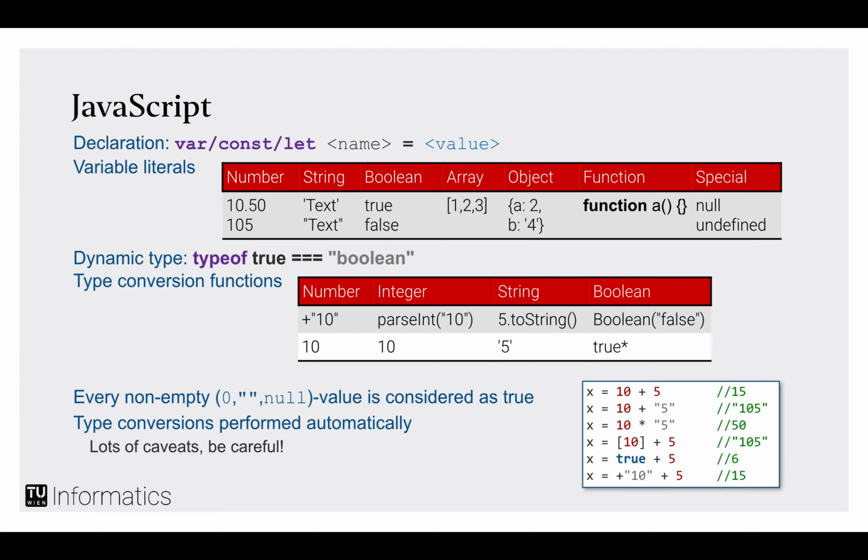And the other way around, it happens for the multiplication operator. 10 times 5, 5 being a string in this case, 5 will be turned into a number, and then we'll actually do the multiplication. So just be aware of those things in JavaScript. Type conversions just happen automatically.